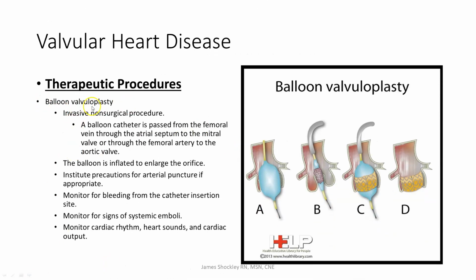We talked about a balloon valvuloplasty. Over here we can see that we're basically going in and pushing open that area of stenosis. So a balloon catheter is passed through the femoral vein, through the atrial septum to the mitral valve, or through the femoral artery to the aortic valve. We're going to inflate that balloon, make sure that you're instituting your precautions, monitoring for bleeding, monitoring for signs of embolization, and then frequent vital signs and continuous telemetry monitoring.